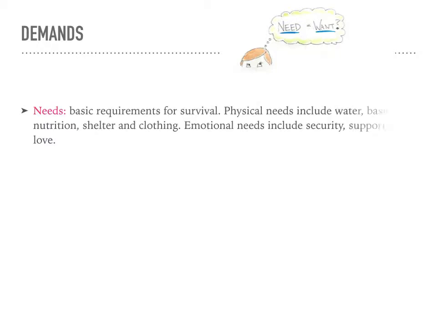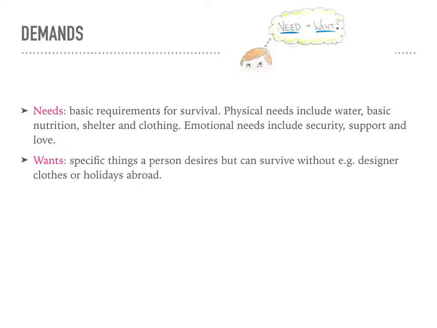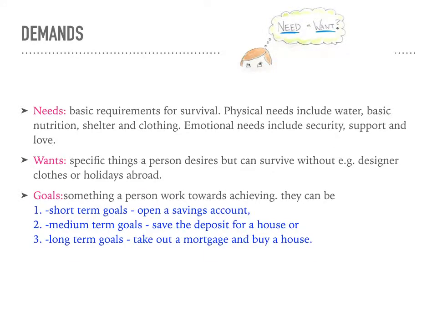Our demands in detail. So needs, the basic requirements for survival. Our physical needs would be water, basic nutrition, shelter and clothing. Emotional needs include security, support and love. Our wants are the specific things that a person desires, but they can survive without them. For example, designer clothes or holidays abroad.